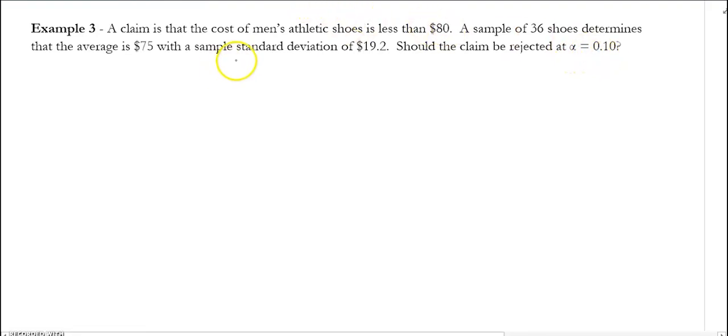So once again, we're going to start off with this and realize this is the area of the tail or tails, depending on which type of scenario we have, if it's one or two tails. It says here the claim is that the cost of men's athletic shoes is less than. Okay, so that's important. This is telling us that there's going to be direction. Step one is to state the hypotheses.